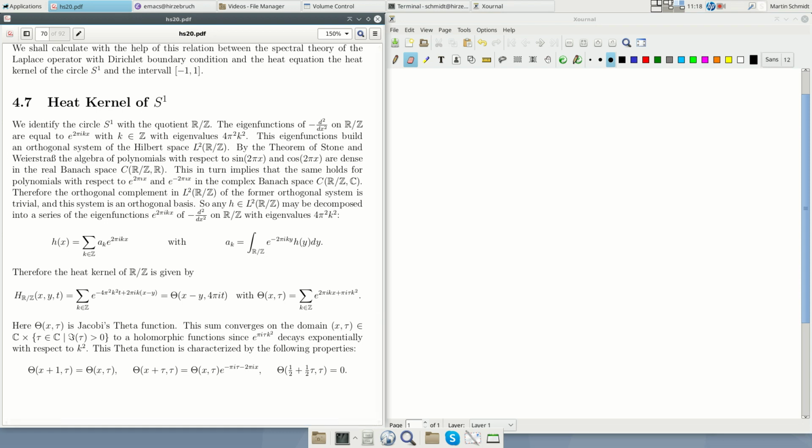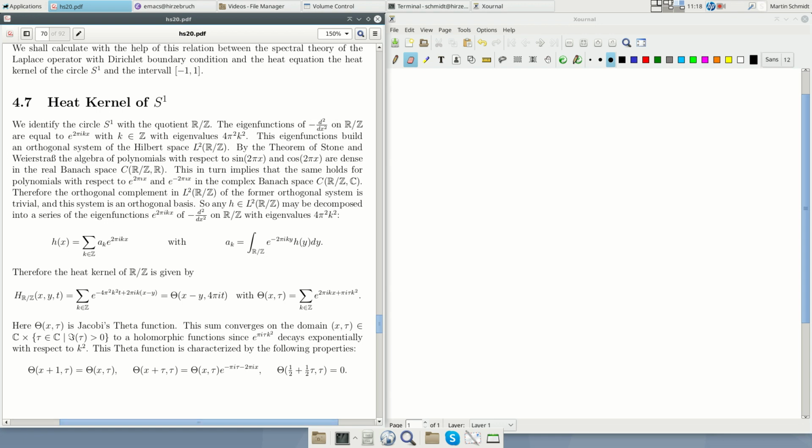So what does S1 mean? S1 is the circle, and we identify the circle with the quotient space of R divided by Z. So the Laplacian is just the second derivative along R, so it's just d by dx squared. This is the Laplacian.